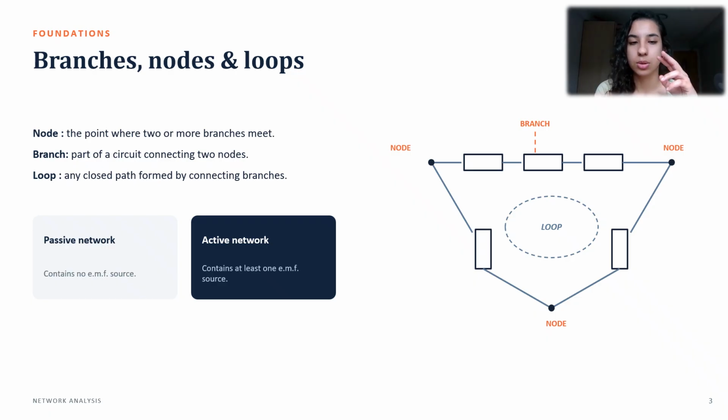Then we've got a branch. It's where it's connecting two nodes. So between one node and another, that's a branch. We've got a loop. That's the complete circle. The complete circuit we see here is a loop. Now we have two things: a passive network and an active network. In a passive network, you have no EMF source.